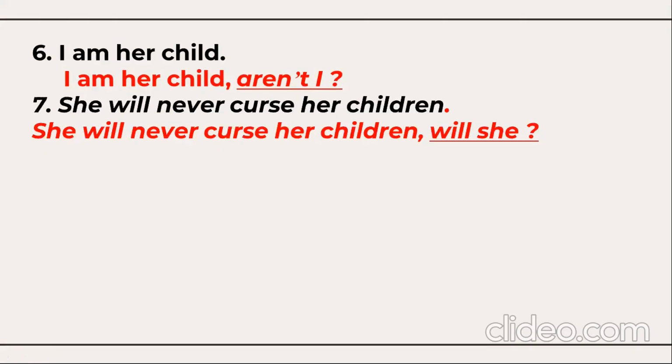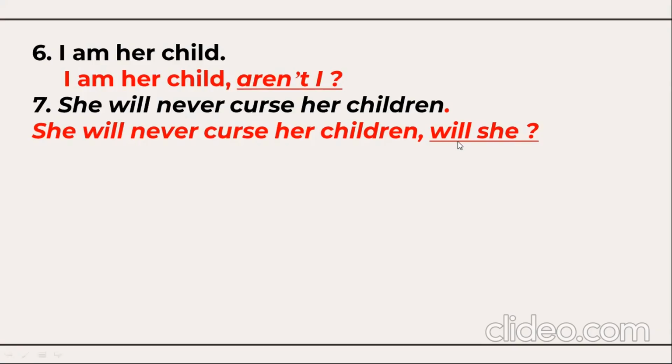Then, "She will never curse her children." Why have we not written here won't she? Because the expression never is itself in the negative form. See here, it's not written she will not curse her children. It's written she will never curse her children. So never means to say zero. That's a negative. It's an indirect negative.